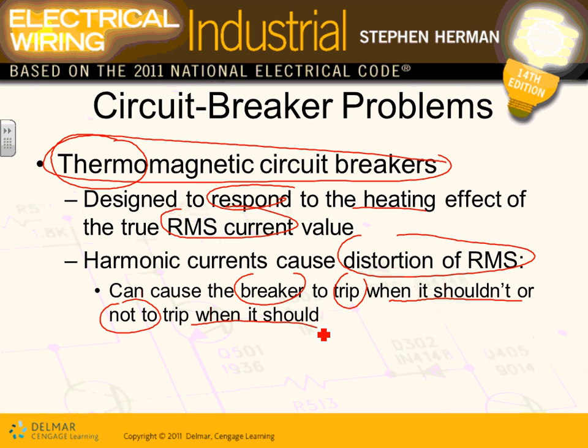So that's what harmonics can do to you. So what do you do if you have a situation like this? You're going to oversize your circuit breakers, basically, to compensate for the heat, or divide the load between multiple circuit breakers. There are multiple solutions for this. Cool? So that's your thermomagnetic.